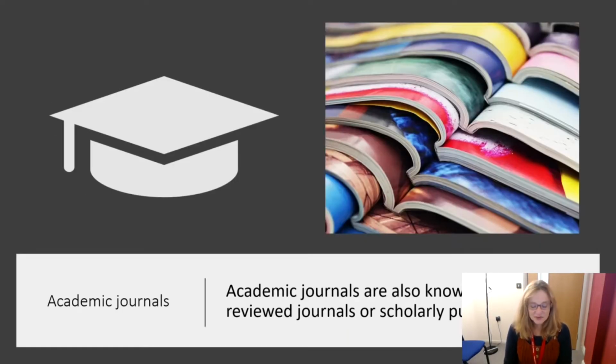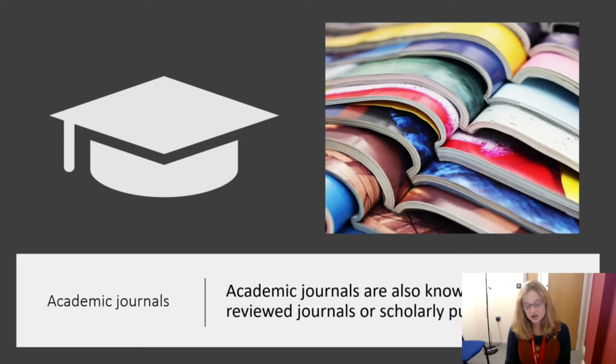Academic sources of information can usually be found in articles published in academic journals. These articles can be found using a good search strategy in Find It or in our academic databases. Academic journals are also known as peer-reviewed journals or scholarly publications. They provide a platform for researchers to share and disseminate research and findings, and before they get published, they have to go through a rigorous checking process before they're accepted.